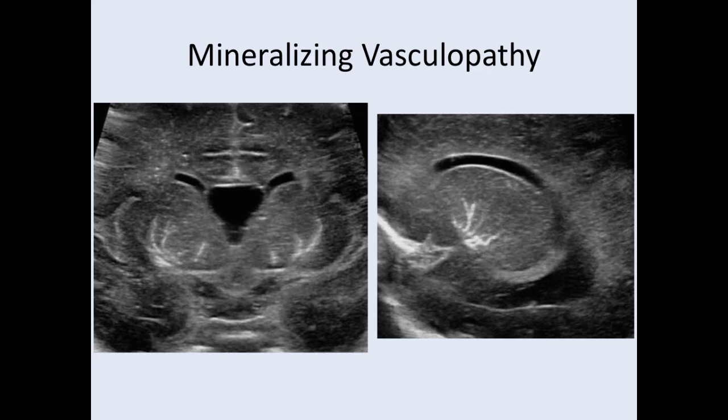If you see this, one thing you can do to help confirm it is to put Doppler on and see if there's blood flow in these structures. Sometimes we're able to see it, sometimes we're not, but it can be a helpful thing to do.